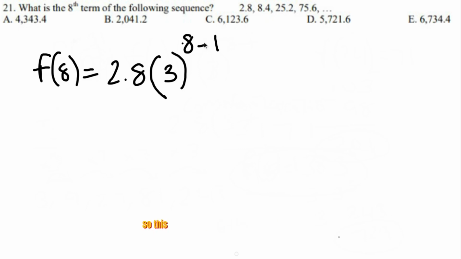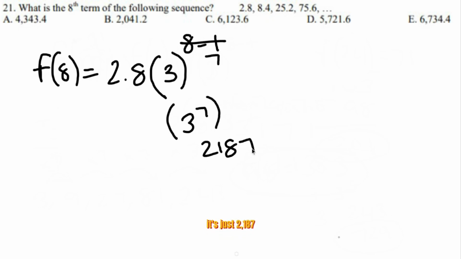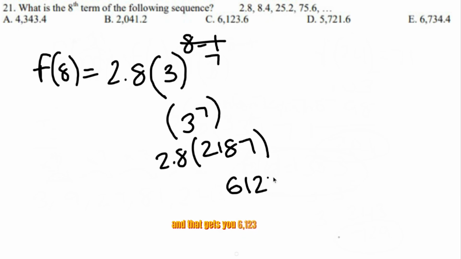Alright, so this simplifies to 7, and then 3 to the power of 7 is just 2,187. And now we just have to do 2,187 times 2.8. And that gets you 6,123.6. And that's your answer.